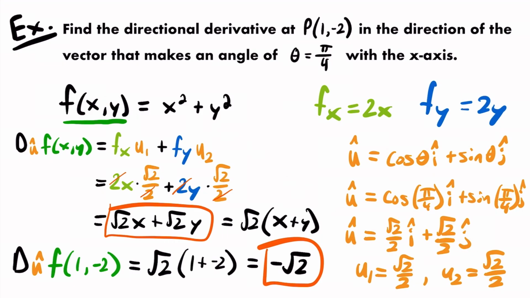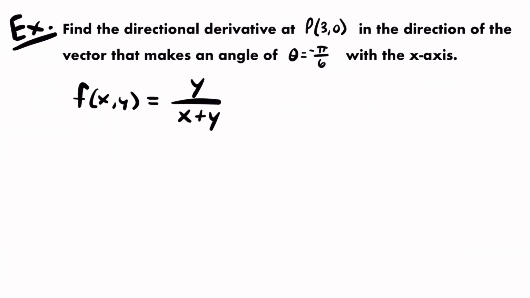Okay, let's take a look at another example. Next up, we want to find the directional derivative at the point 3, 0 in the direction of the vector that makes an angle of theta equals negative pi divided by 6 with the x-axis. And our multivariable function this time around is f of x, y is equal to y divided by x plus y.